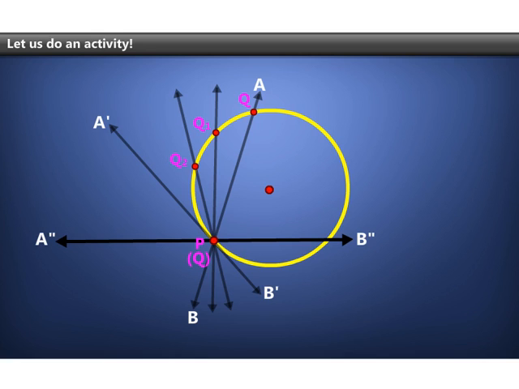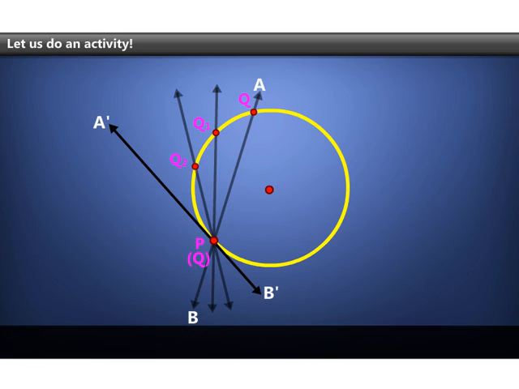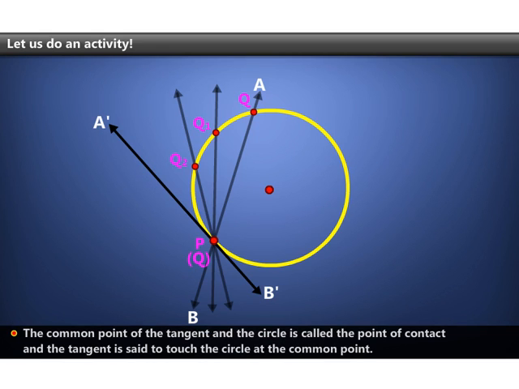In the activity, we observe that as the position of AB moves towards the position AB', the point Q1 on the line AB of the circle gradually comes nearer and nearer to the point P. From this, we can conclude that the tangent to a circle is a special case of the secant where the two endpoints of its corresponding chord coincide. The common point of the tangent and the circle is called the point of contact, and the tangent is said to touch the circle at the common point.